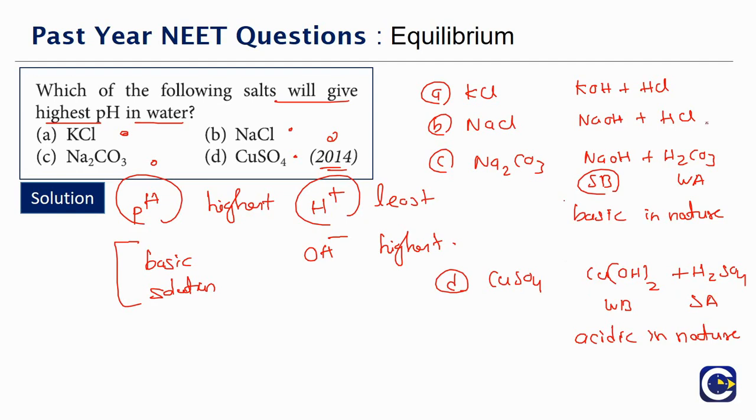So the correct answer, we are looking for what? A basic solution. So option A and B are neutral. C is basic, that's what we are looking for. And D in fact will be acidic. So what is the correct answer for this? Option C is the correct answer.